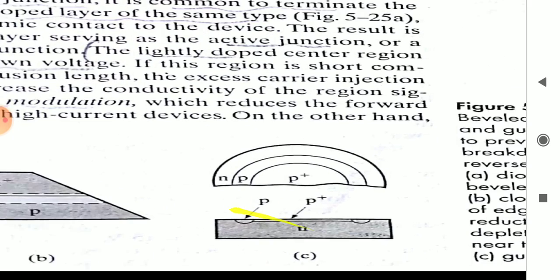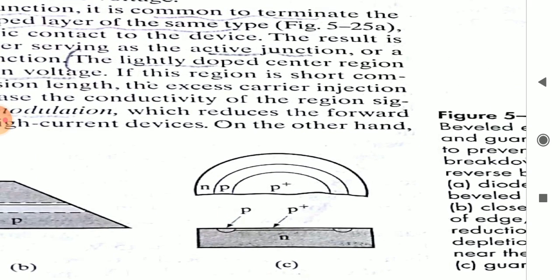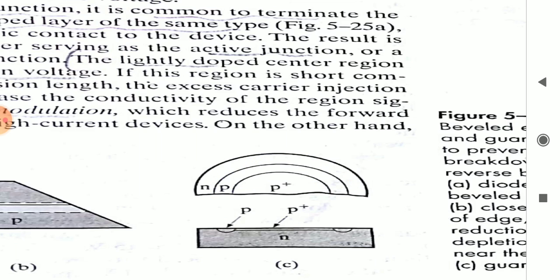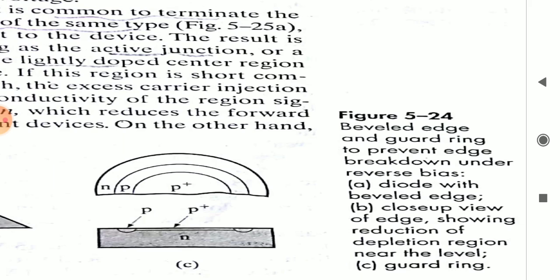Then the second one is the guard ring. As the name says, guard ring. If this is the heavily doped P region and this is the N region, the second layer, then in between them, if I add a lightly doped P region, that will avoid the deep penetration into the further region. That is nothing but a guard ring. So if I add one more layer for the particular region, then we can avoid the deep penetration into the further region.